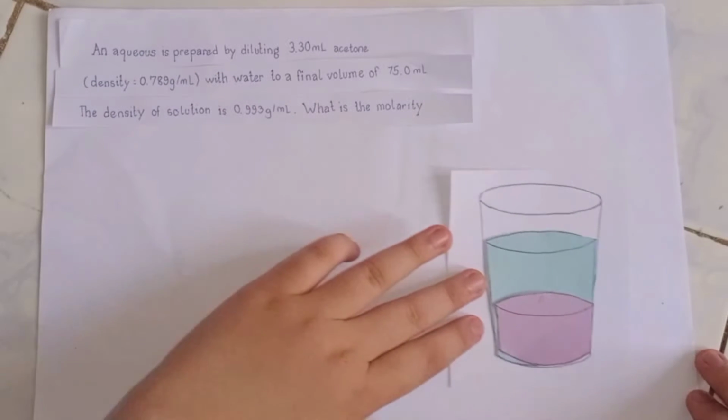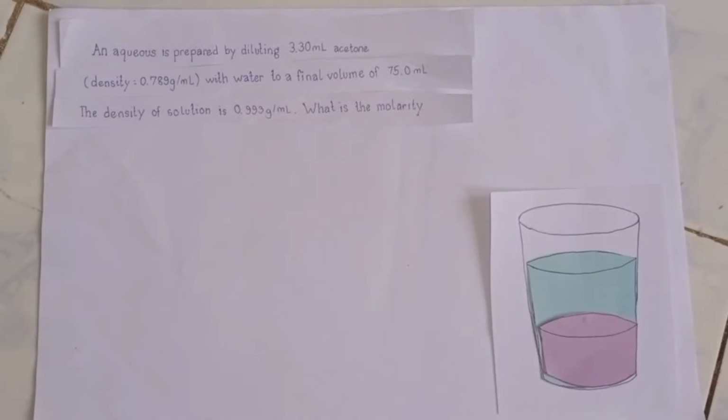First problem. An aqueous solution is prepared by diluting 3.30 milliliters of acetone with a density of 0.789 grams per milliliter, with water to a final volume of 75 milliliters. The density of the solution is 0.993 grams per milliliter. So what is the molarity? Before we use the molarity formula, which is M equals n over V, we'll need our units correct.